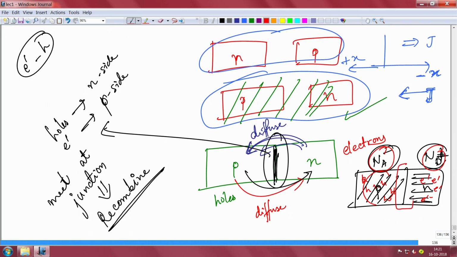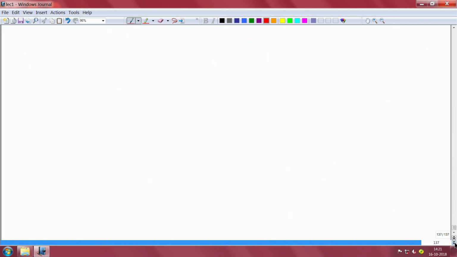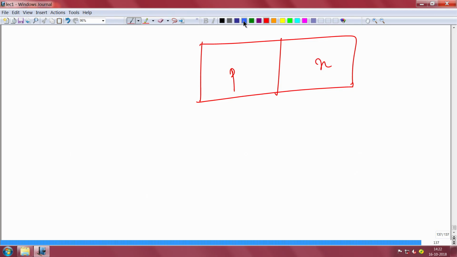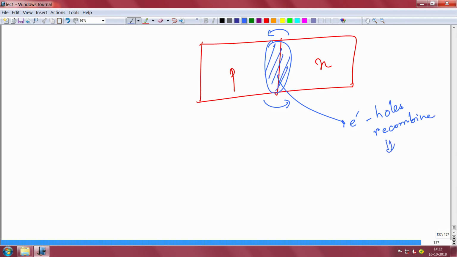Now at the junction, let me go to a different page. I told you that holes are trying to go to the other side, electrons are trying to come to the other side, and at the junction when they cross, they will recombine here. As soon as they recombine, they are gone. What is left behind in this region is ionized acceptors and ionized donors, because the mobile electrons and mobile holes have now vanished.